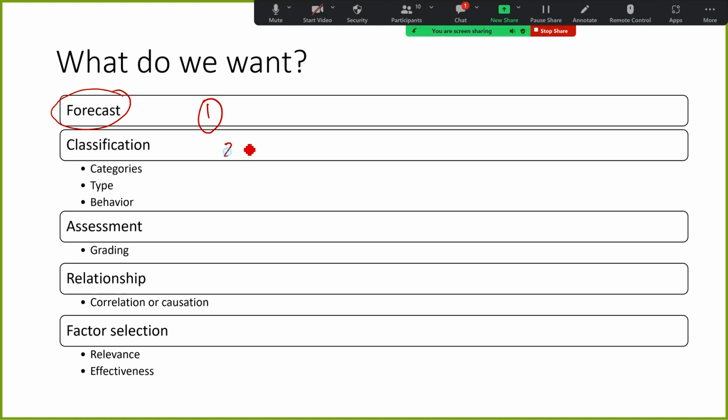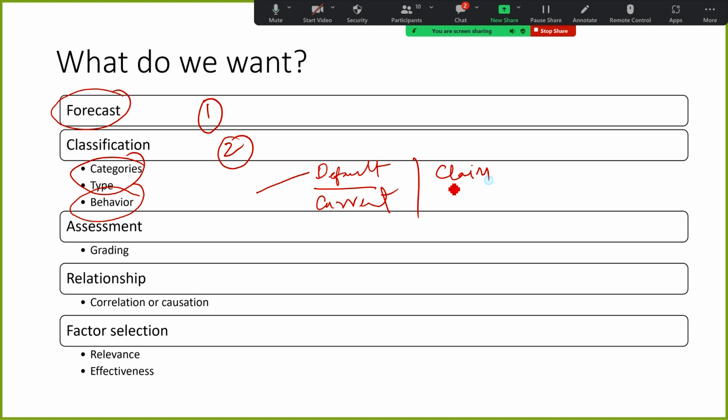A second type of model is the classification model, where you've got data or behavior or categories and you want to segregate them by type, category, or behavior. The common example of this is, if you've lent money to people, how many of them would actually pay back on time and how many of them would default. So default and current. If you have an insurance policy or an insurance product, how many of them would actually lodge a claim and how many of them would not have a claim. So these are segregation models.